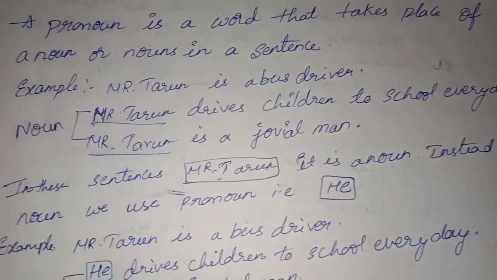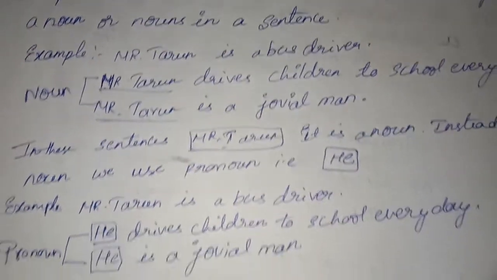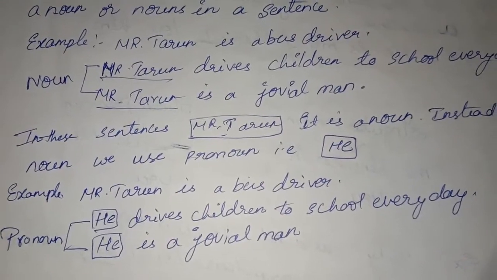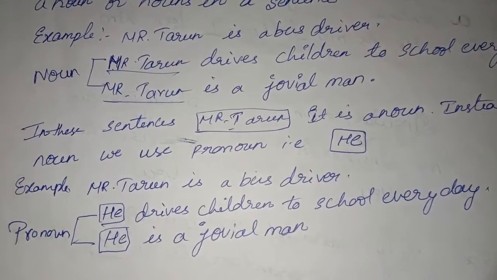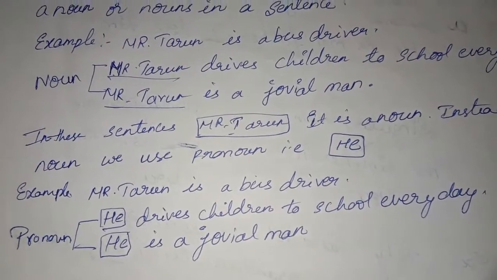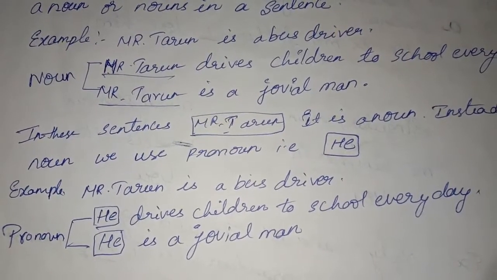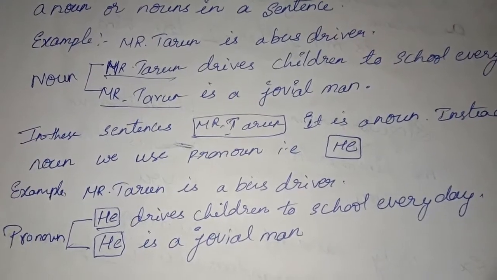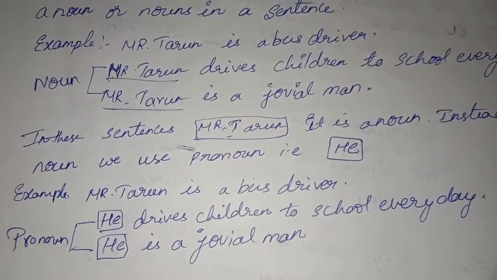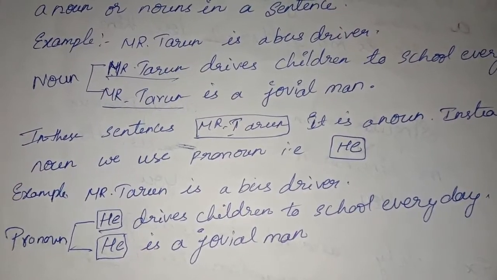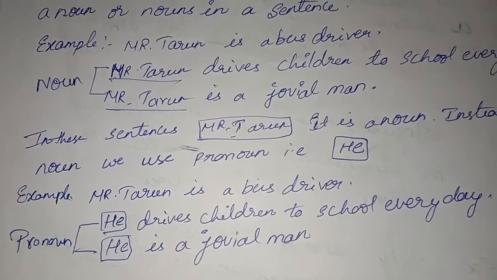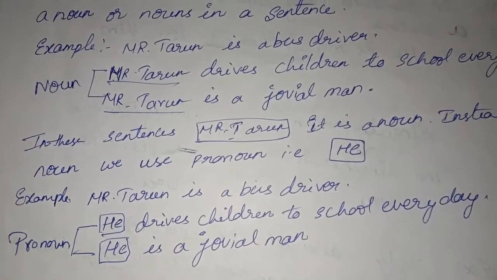So, instead of a noun, we use a pronoun. What are the examples we'll see here? Mr. Tarun is a bus driver. He drives children to school every day. He is a jovial man. Here, we are using he instead of Mr. Tarun. In the first sentence, we have used Mr. Tarun. In the second sentence, we are not using Mr. Tarun. We are using he. Means it's a pronoun. Instead of a noun, we are using a pronoun.